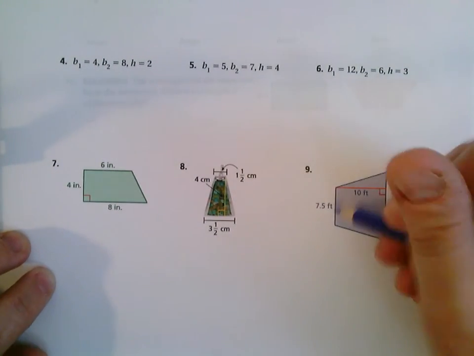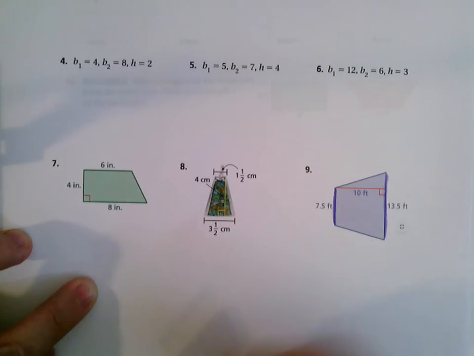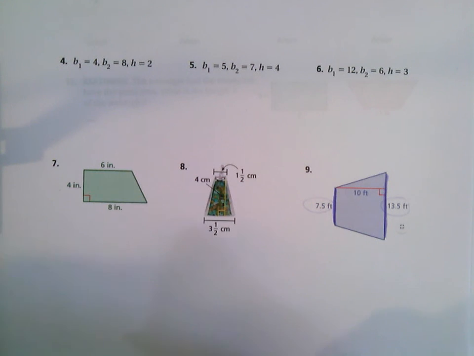On this one, here's my base, and this is my height. Looking at some other ones, this one's turned sideways as well. So this is a base, and this is a base. We would add these two together, multiply by the height, and then multiply by 1/2.